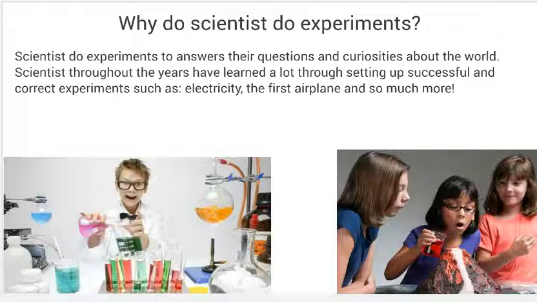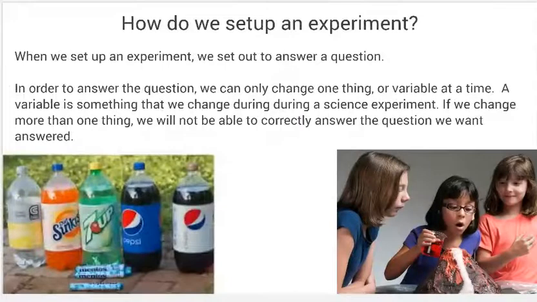Now, that means that there's a correct way to set up experiments, and then there's an incorrect way of setting up experiments. Because in order to answer that question, there is a correct way, and if we don't set up that correct way, then we may get results that are inaccurate or that may not help us answer that question. So how do we set up an experiment?